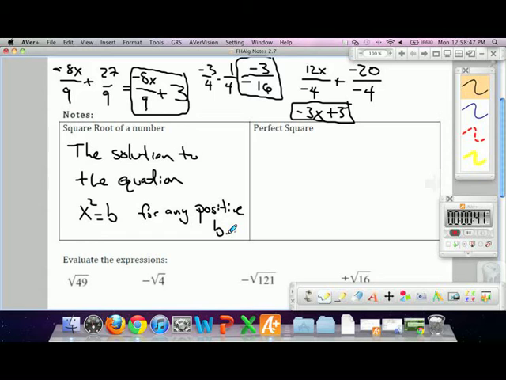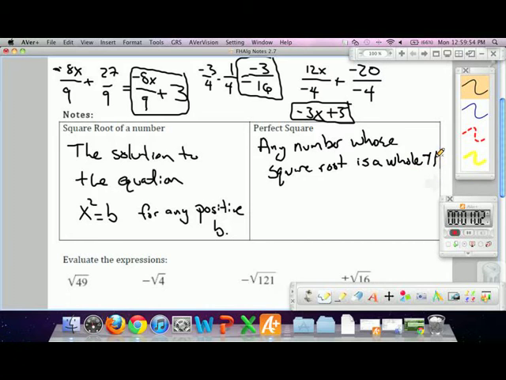A perfect square is any number with a whole number square root. Any number whose square root is a whole number. Okay. And we're going to make a list of the first 10 of them, because they're pretty important numbers for you to know. In particular, we can generate the list in the following way.